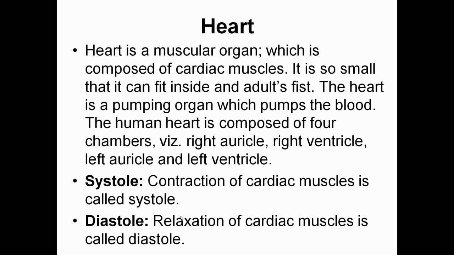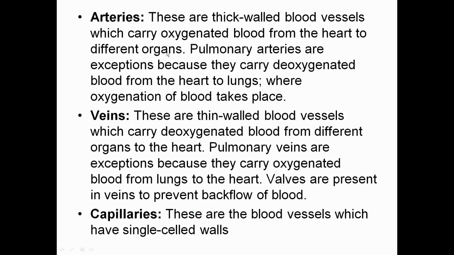Okay, these terms need to be clear before going to the other part of the heart. Now we are moving to the vessels of the heart, that is arteries and veins. Arteries are thick-walled vessels that carry oxygenated blood from the heart to the different parts of the body. Pulmonary arteries are the exception, which carry deoxygenated blood from the heart to the lungs, where oxygenation of the blood takes place. As we have discussed earlier as well, pulmonary arteries carry deoxygenated blood for oxygenation in the lungs.